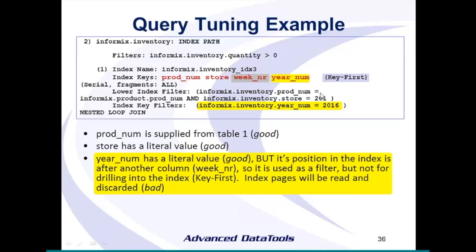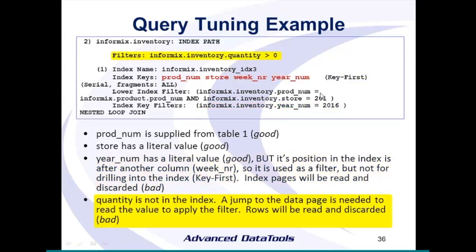Now, the quantity was not in the index, but it is in the query, so it's applied as a filter. And here, we're looking where quantity is greater than 0. In this particular case, we had a lot of records where the quantity was 0. So those records were read, and then they were discarded. Now, in order to find out the value of quantity to see if it matched the filter or not, we had to make a jump from the index page over to the data page, read the record just to get the quantity, and then say, okay, is it greater than 0? If it is, great. If it isn't, we did all that reading for nothing.